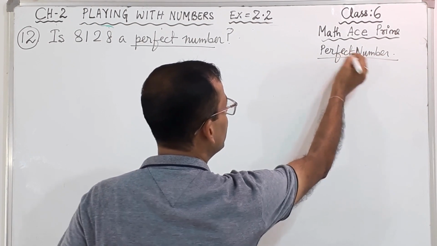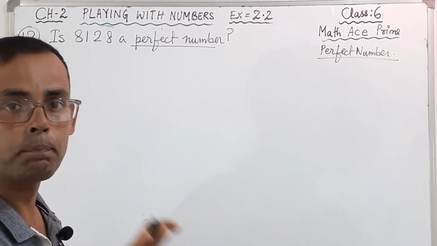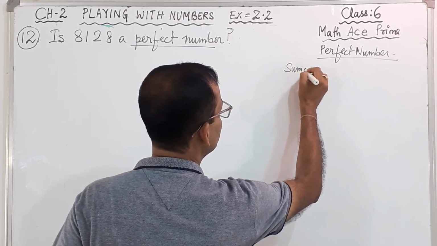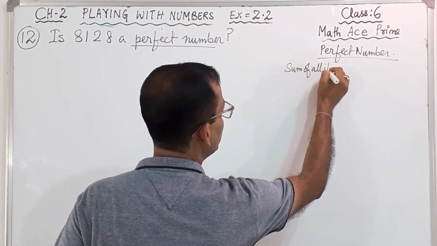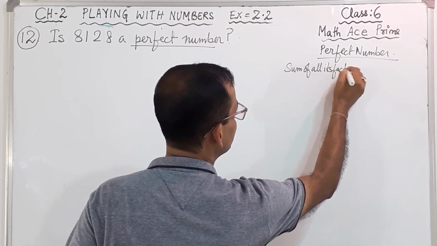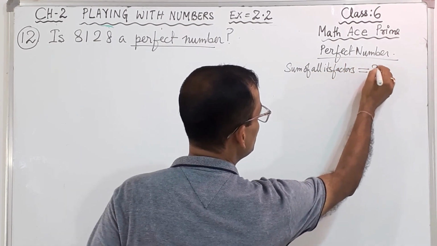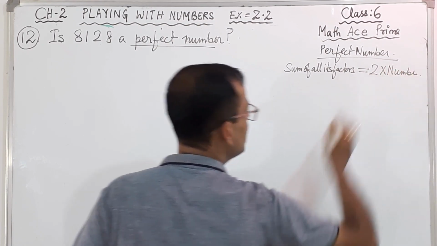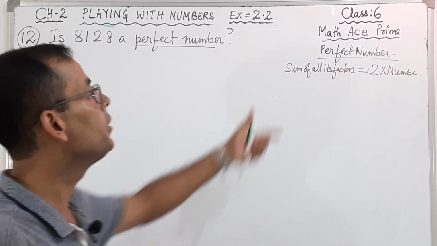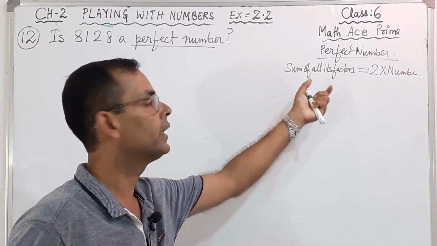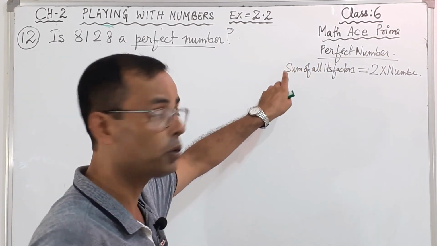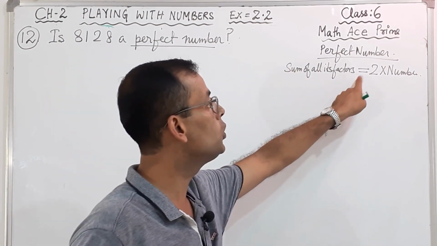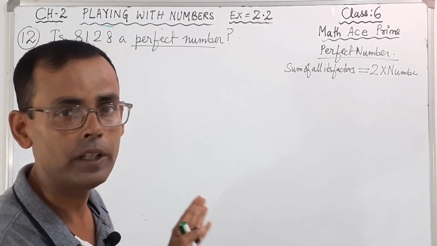So a number will be a perfect number when the sum of all its factors is equal to twice the number, 2 into number. Okay. So this is the formula of a perfect number. Any number can be a perfect number if the sum of all its factors is equal to twice the number, whichever number you take.